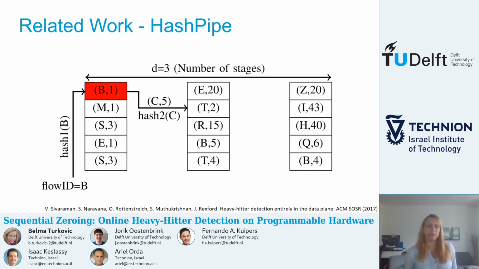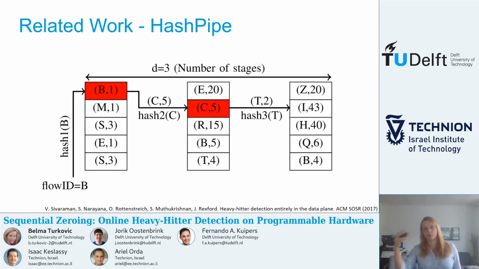The flow ID that was already stored here, so C5, and its count will be sent to the next stage, and its count is then compared against the flow in the second stage, so in this case T2. And the one that has the higher count is kept in the second stage, while the other one is processed by the third stage. So eventually, the flow with the smallest count is removed from the counting structure.